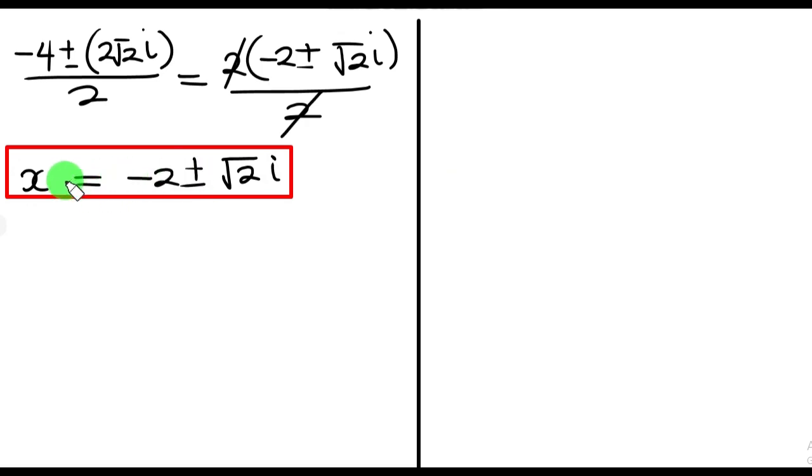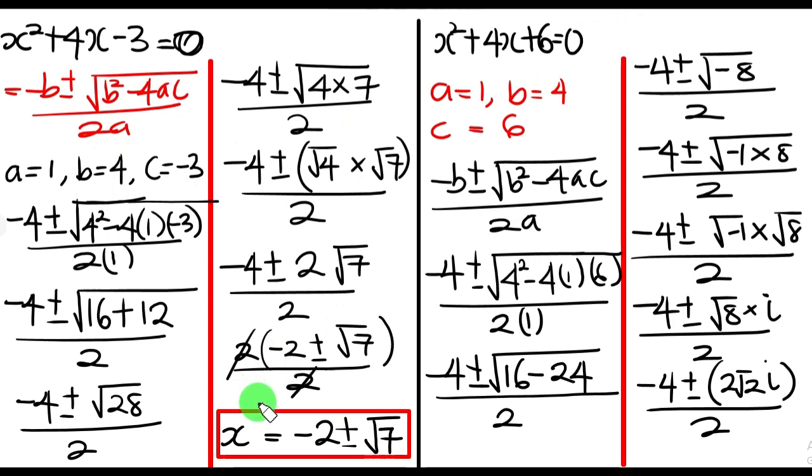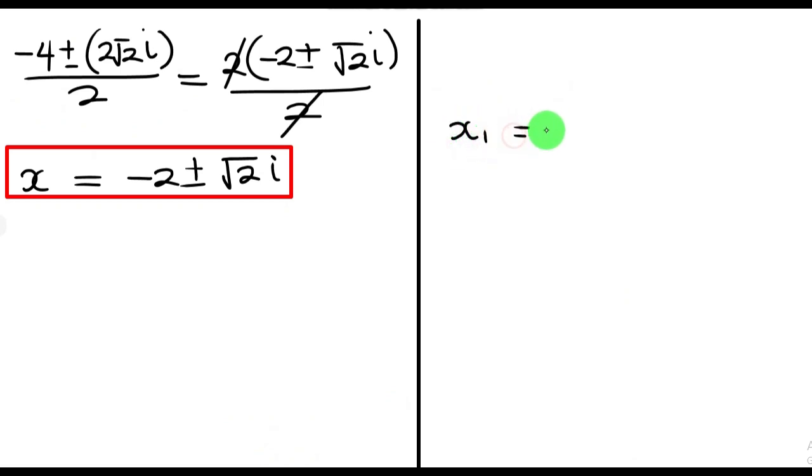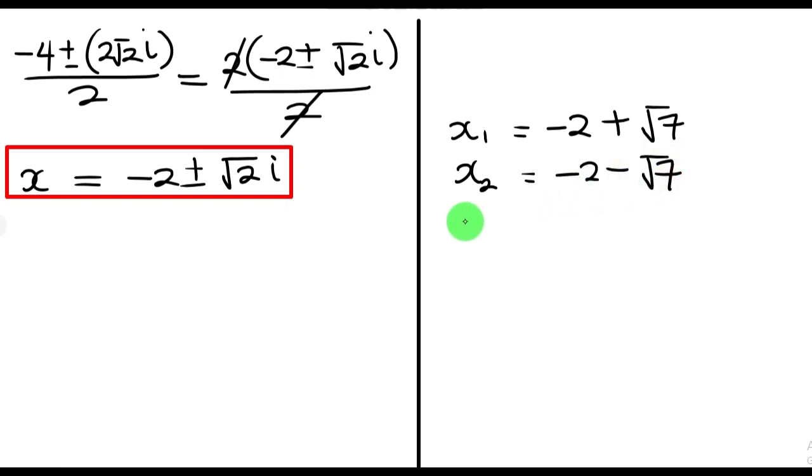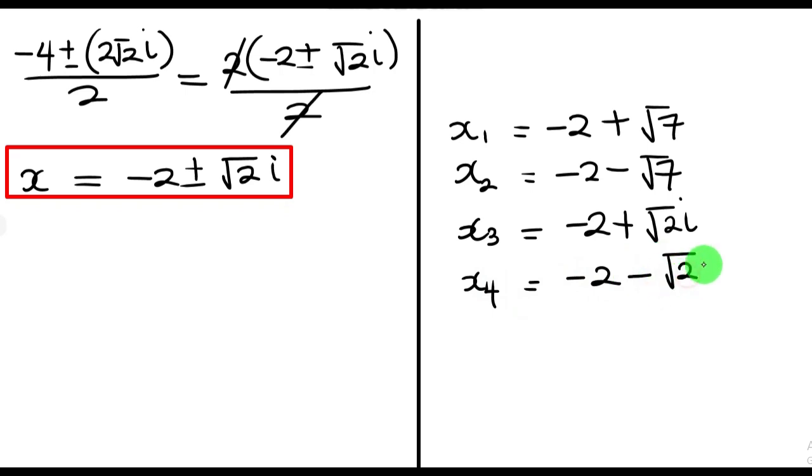But the first two values of x are -2 plus root 7 and -2 minus root 7. That is, x1 is equal to -2 plus root 7, then x2 is equal to -2 minus root 7, while x3 equals -2 plus root 2 i, then x4 equals -2 minus root 2 i. These are the final answers.